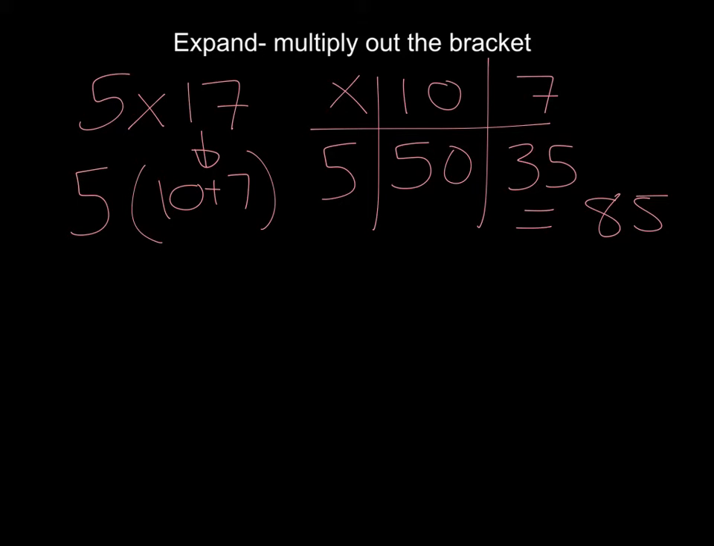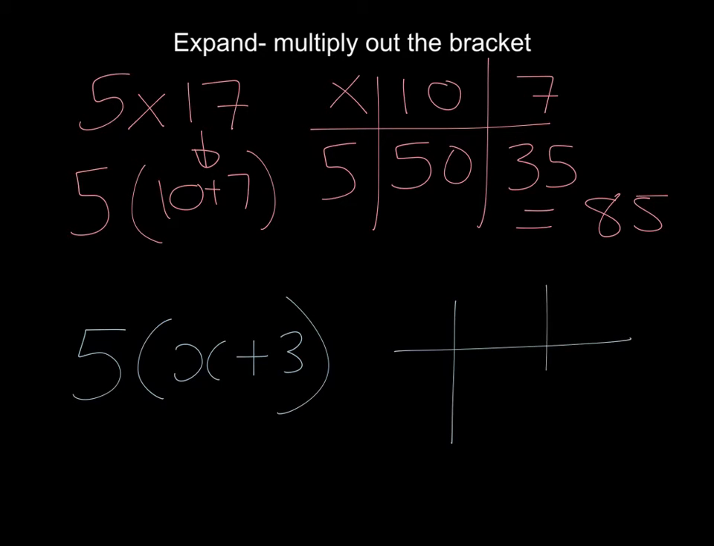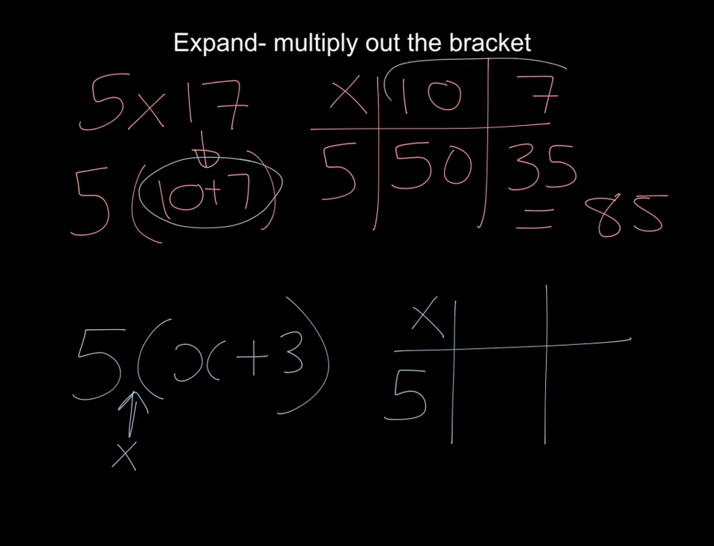Now if we had to do algebra and expanding, that's like saying 5 lots of x plus a number, let's say plus 3. Now in this case we lay the grid just like we did for number, because what works for number works with algebra. This time we've got 5 lots of x plus 3. Now if you look above, the 10 and the 7 stay together in the grid, so the x and the 3 go on the same side for a grid.